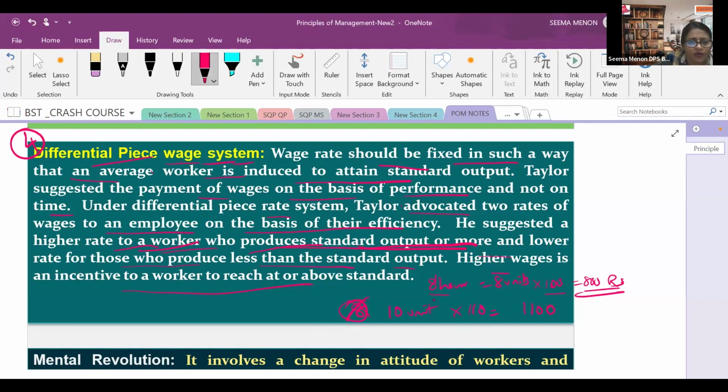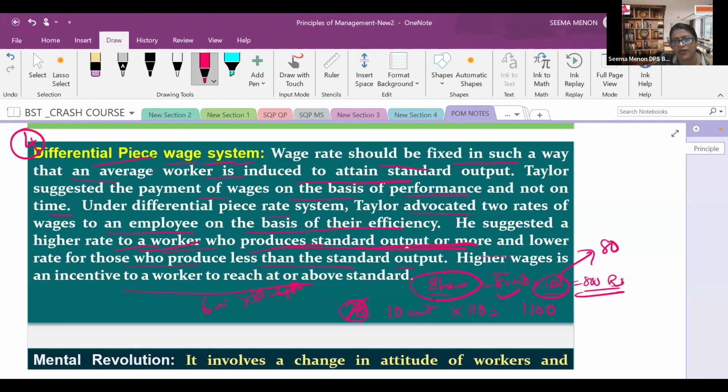And a lower rate for those who produce less than the standard. In my example, the standard is 8 units. Suppose one worker produces only 6 units. Then that is less than standard. Then for 1 unit he will be getting 80 rupees. So he is getting 6 into 80. He reduced only 2 units, but still see the difference in the total wages. Here he will be getting 480.